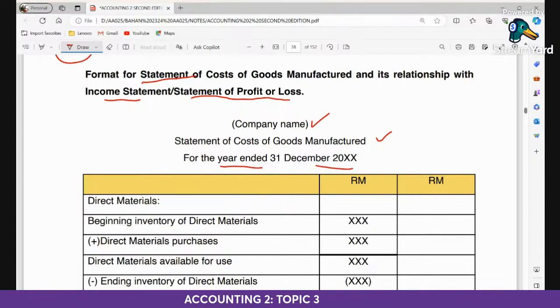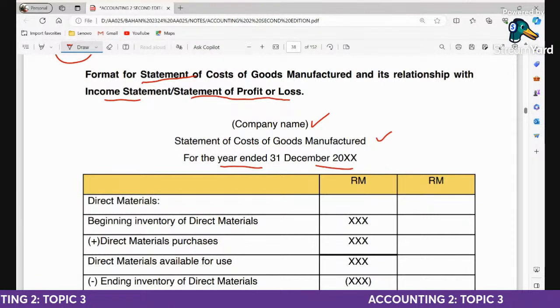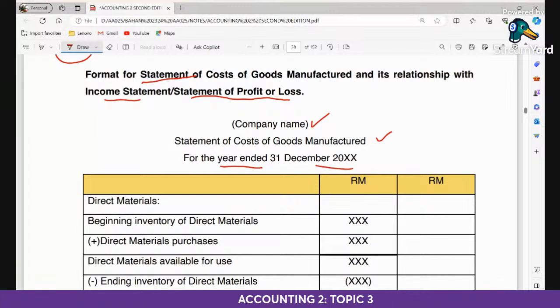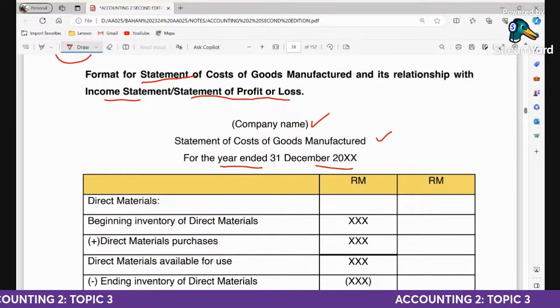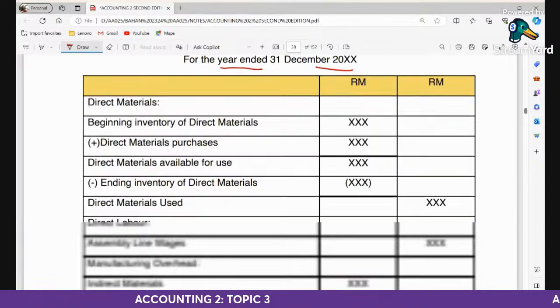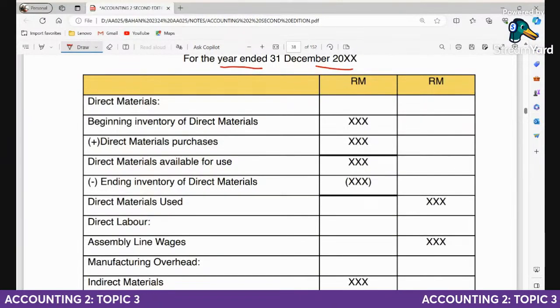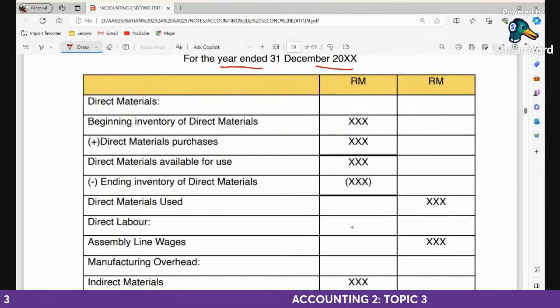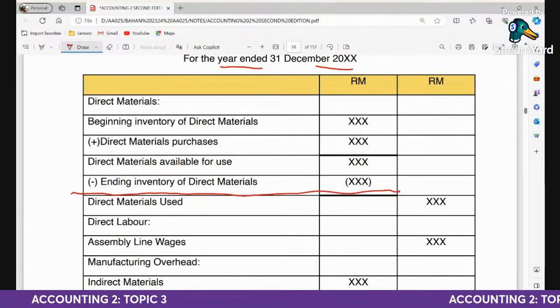Okay, so actually apa yang kita kira dalam statement of cost of goods manufactured ni? We are actually calculating your manufacturing cost. So kalau kita faham topik 2, manufacturing cost, kita kena pasti ada 3 item: direct material, direct labor and manufacturing overhead. So all these 3 items will be included in the statement tapi dengan detail because this is a statement. Okay. Alright, so actually the statement can be divided into 3 different sections. Okay, the first section until here is actually your direct material.